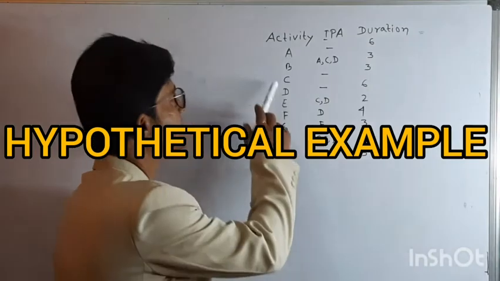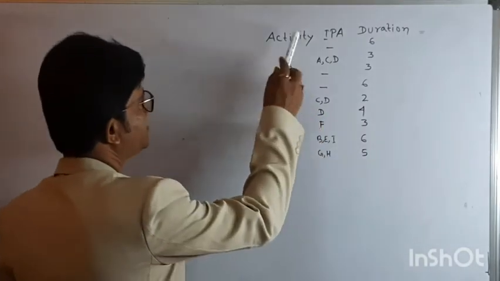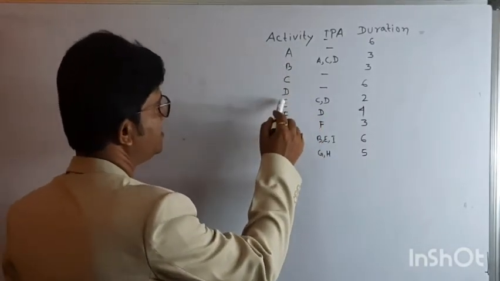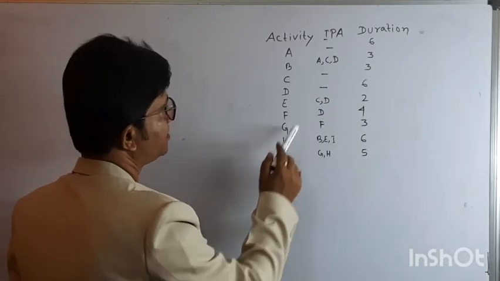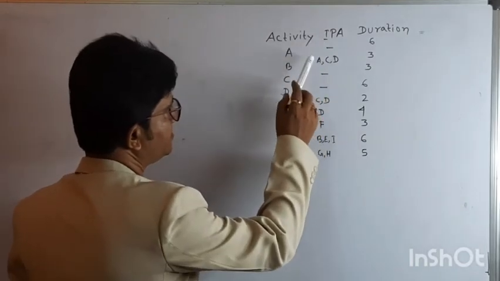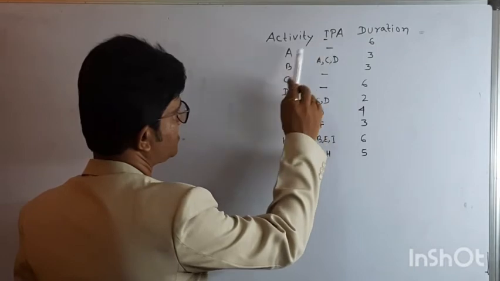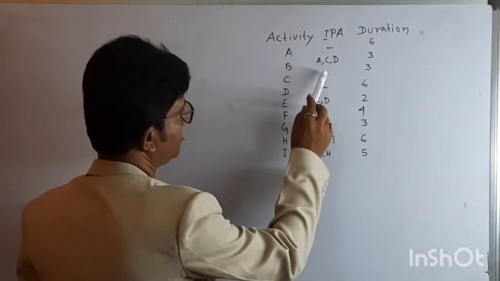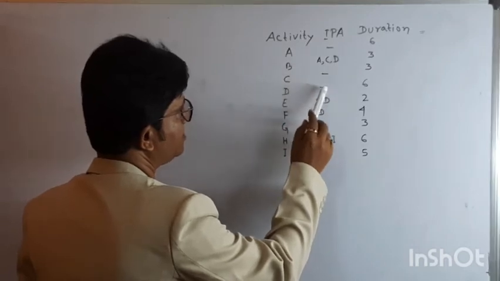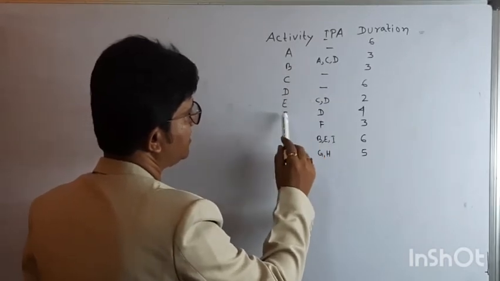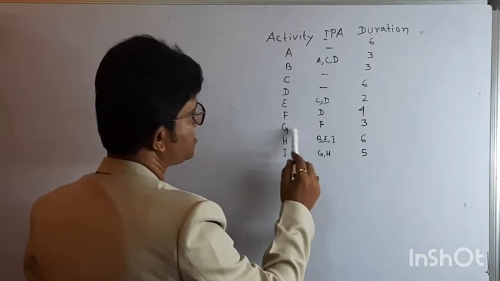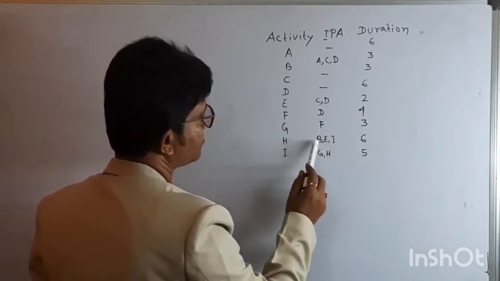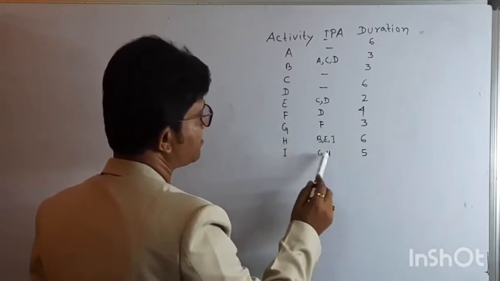Suppose these are activities A, B, C, D, E, F, G, H, I, and these are the inter-precedence activities. A has nil inter-precedence activity, B is dependent on A, C and D, C has nil, D is nil, E is dependent on C and D, F is dependent on D, G is dependent on F, H is dependent on B and E, and I is dependent on G and H.